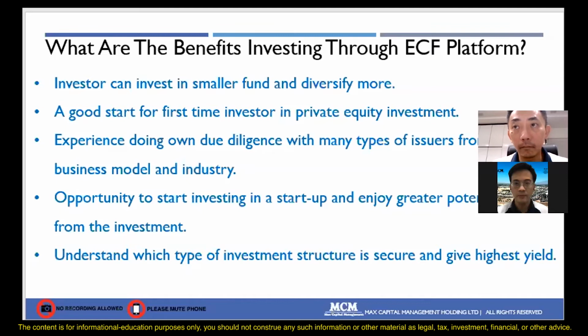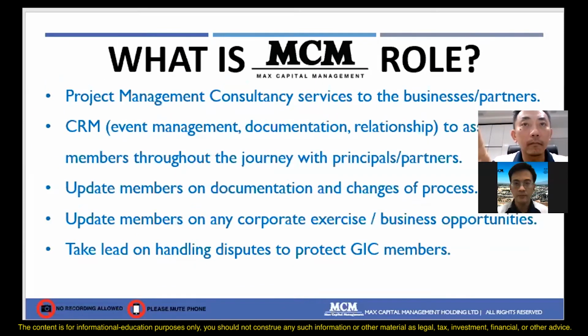And there is the opportunity to start investing in a startup and enjoy greater potential, as I explained just now, and understand which type of investment structure gives the highest yield. Even among companies, some are willing to give higher return, some are not really giving higher return. So you can understand by comparing as you see more and more companies.